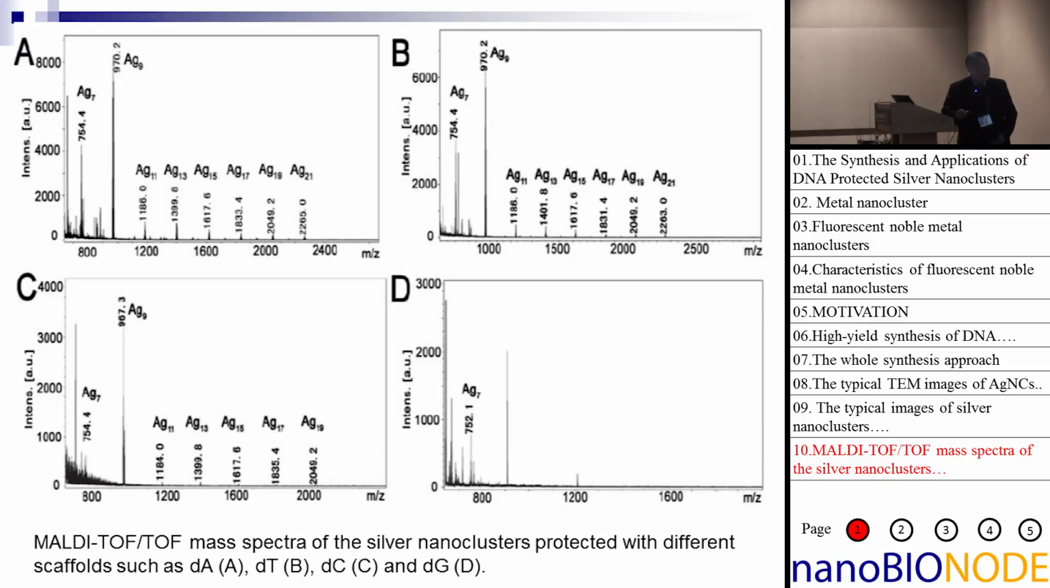We also studied with multi-top. So we can see here for the DA, DT, DC and DG. From all this data, we can see that it's quite significant that AG9 is a big peak. Of course, we can also get other numbers, for example, AG11, AG13, and so forth. But AG9 is significant, it is the main signal.